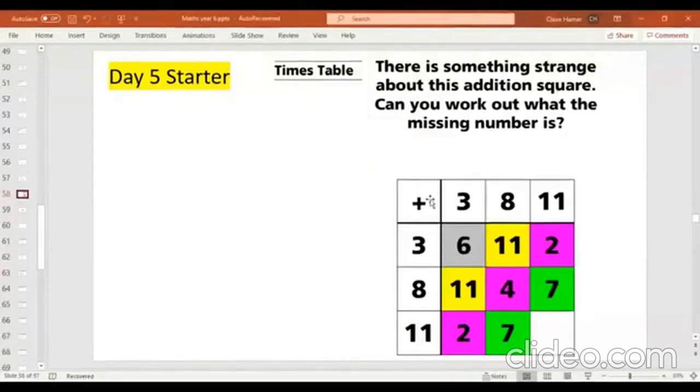Right, look closely at this table. It says there is something strange about this addition square. Can you work out what the missing number is? Have a look. 3 add 3 is 6. That makes sense to me. 8 add 3 is 11. Yeah, makes sense. 11 add 3 is 2. I wonder what that means. Pause the video and have a good think. Jot down your answer on a piece of paper.